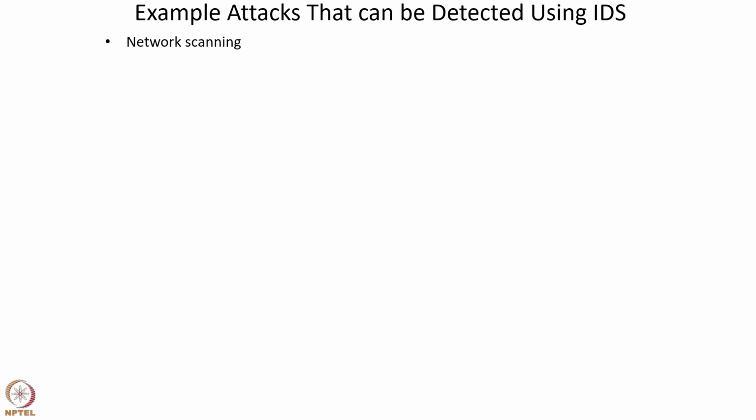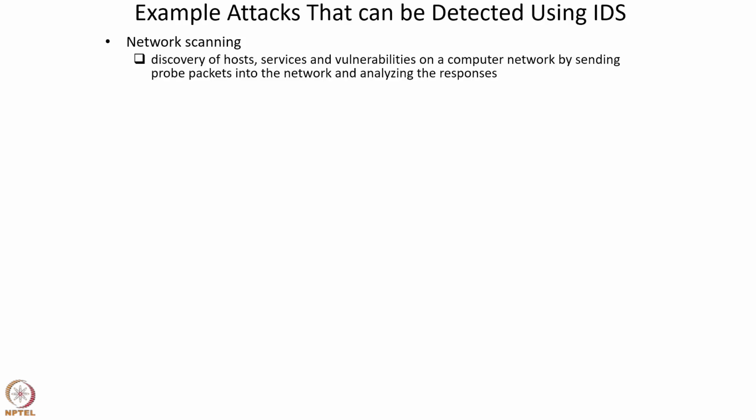Let's discuss some example attacks that can be detected using intrusion detection systems. One class of attacks that can be detected using IDS is network scanning. This includes discovery of hosts, services, and vulnerabilities on a computer network by sending probe packets into the network and analyzing the responses. An attacker wants to scan the network and find out which hosts are there in the network, which services the hosts are running, and what the vulnerabilities on the different hosts are. So, it sends a series of probe packets into the network, and then the hosts of the network respond to these probe packets.